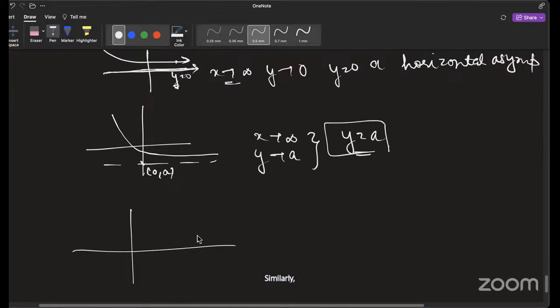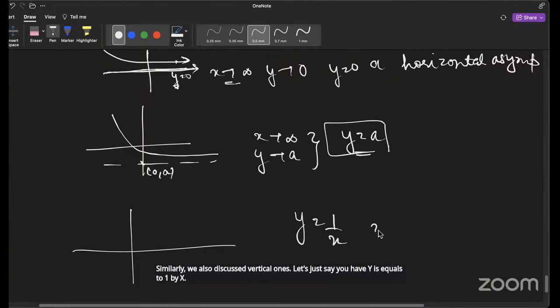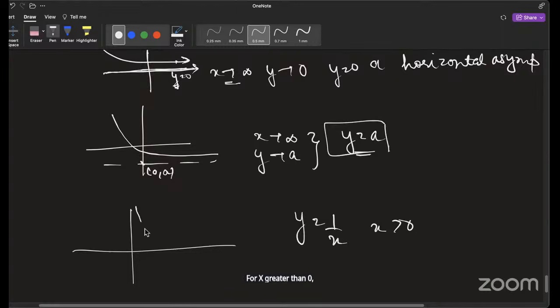Similarly, we also discuss vertical ones. Let's just say you have y equals 1 by x for x greater than 0. And this one looks like this, right? So in this case, when your y tends to infinity, and there is one more graph in the third quarter.